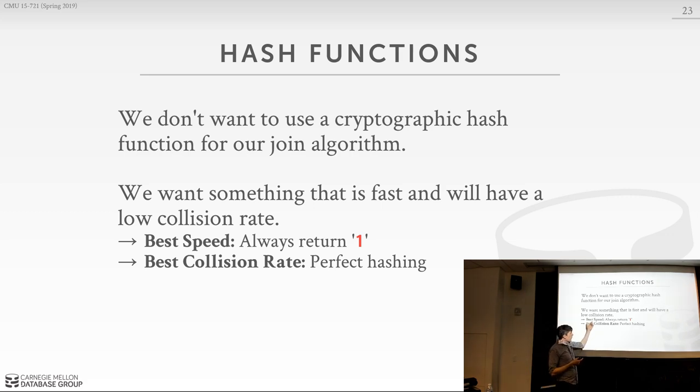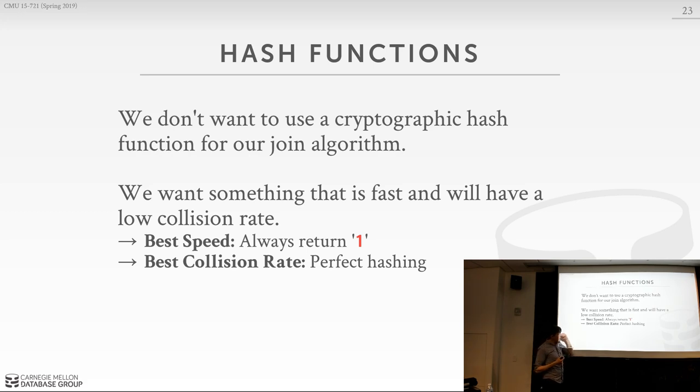So in the case of performance, the easiest hash function you could possibly have is, no matter what input you give it, you just return the value 1. That's amazingly fast because it's just writing out 1 to a register. It's nothing. But the problem is if every key hashes to 1, then your collision rate is going to be huge. Now when you stick it in your hash table, you're going to have collisions. And therefore, you're essentially going to fall back to a sequential scan to find the data that you need, which is what we wanted to avoid in the first place.